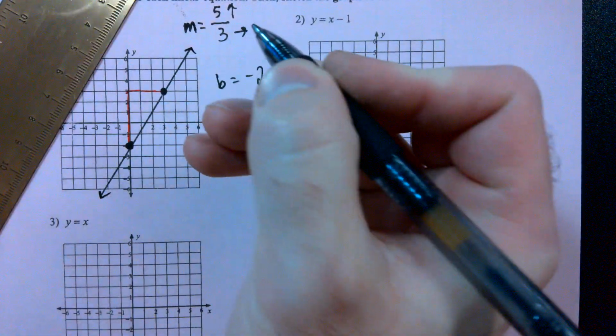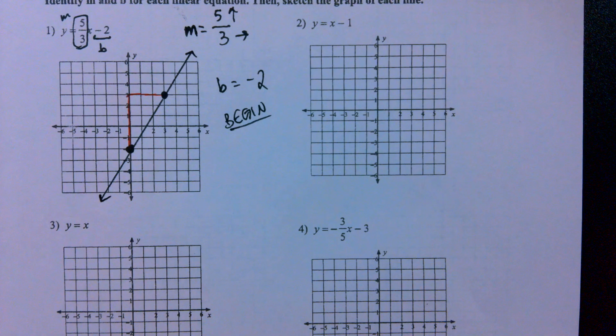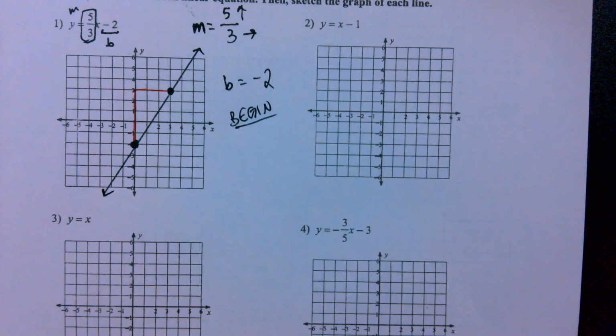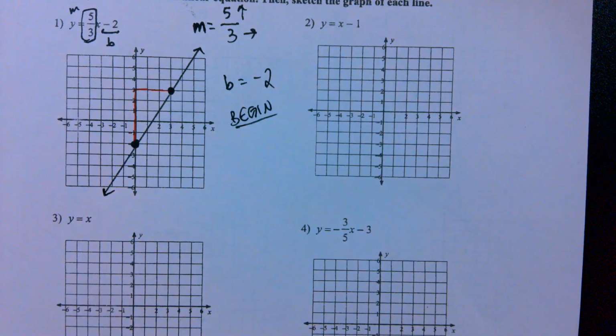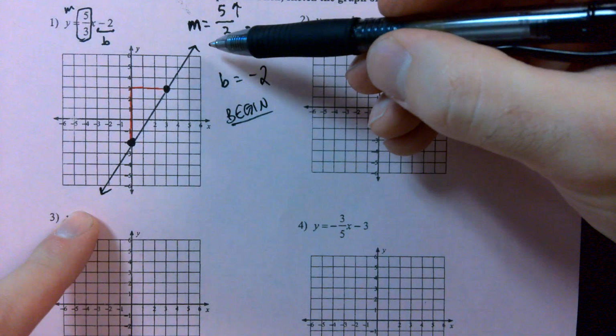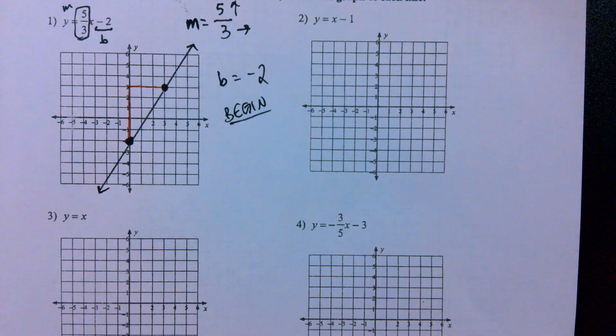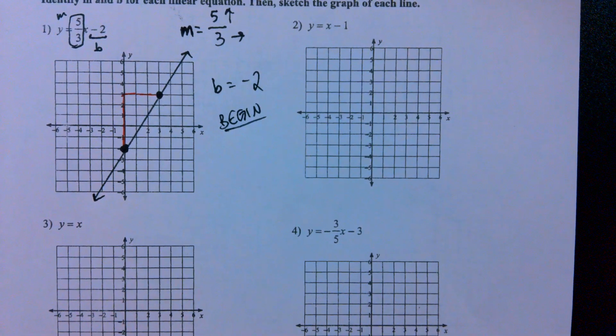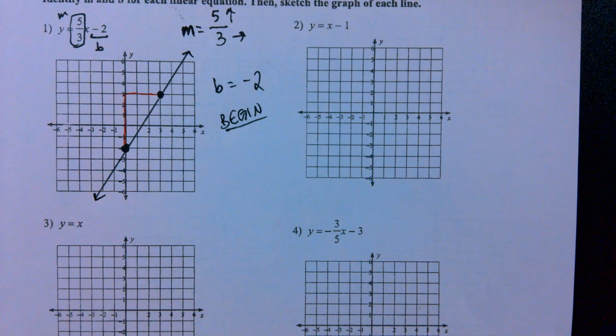I use my ruler. Okay, we have to be using a ruler here. That's why you have them. I use my ruler to connect the dots all the way through the graph with arrows on both ends to indicate that this goes on forever and ever. Give me a thumbs up if you're following what we did there in number 1. Make sense?